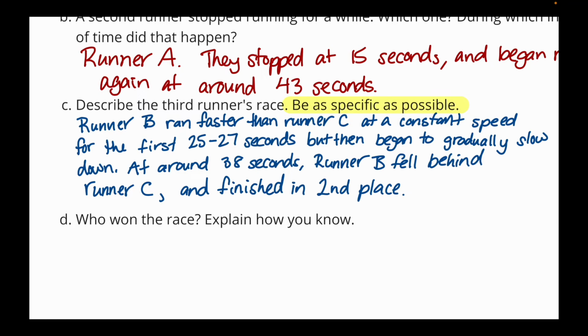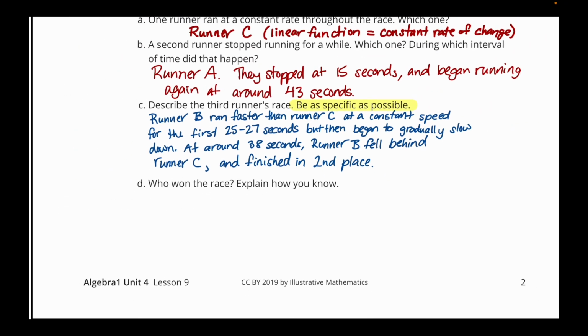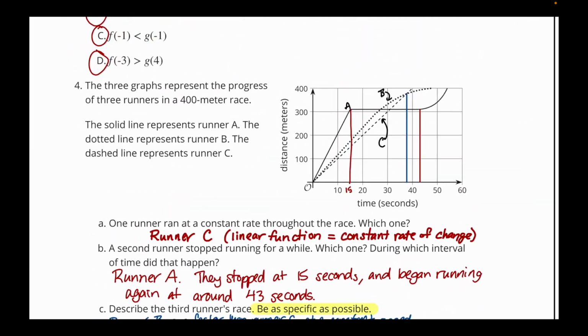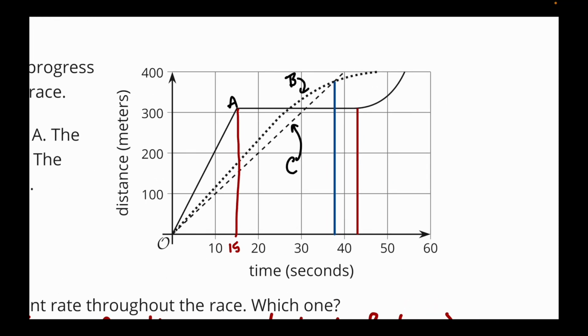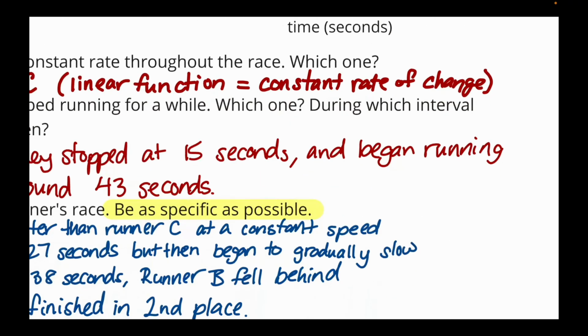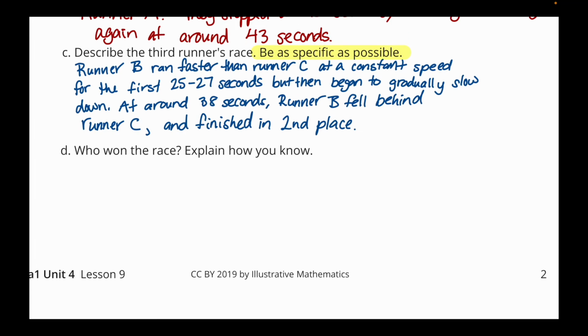Okay, so question D, or part D here, says who won the race and explain how you know. So we're going to say that if the whole distance here is 400 meters, we want to know who reaches this first. So if we go across, boop, boop, boop, boop, boop, boop, boop. Looks like here it's runner C because then here's runner B and then runner A finally in last. So we can say runner C because they reached 400 meters first.